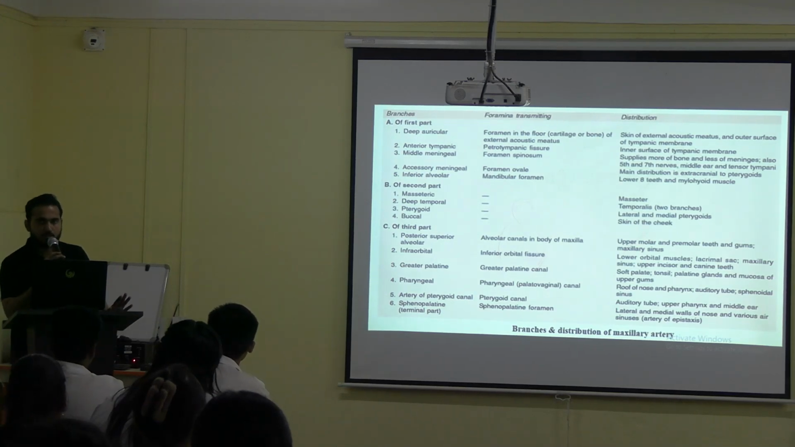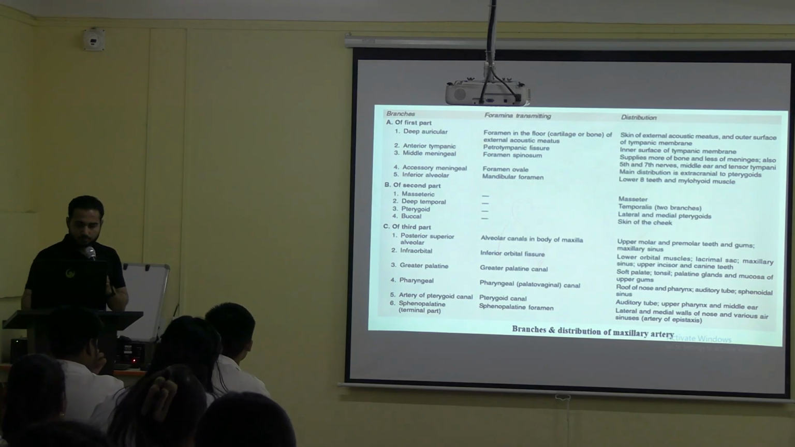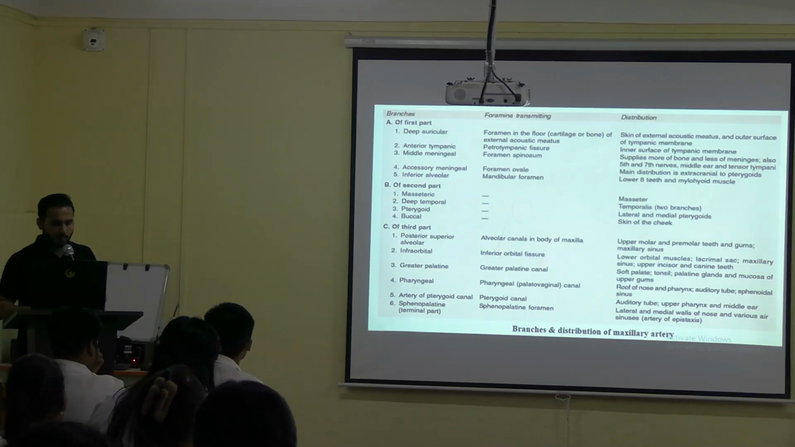Don't worry, you don't have to study. Though it is there, that's why I have shown you that these are the branches and these are the areas supplied by the maxillary artery.